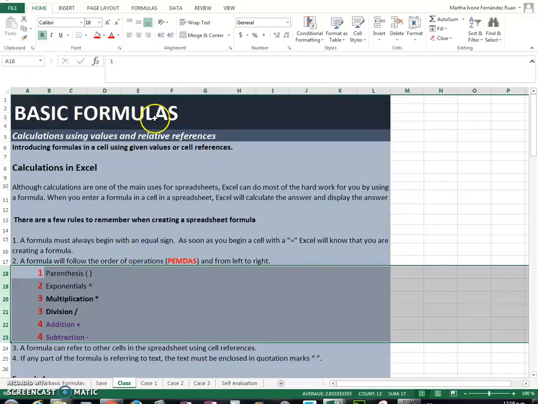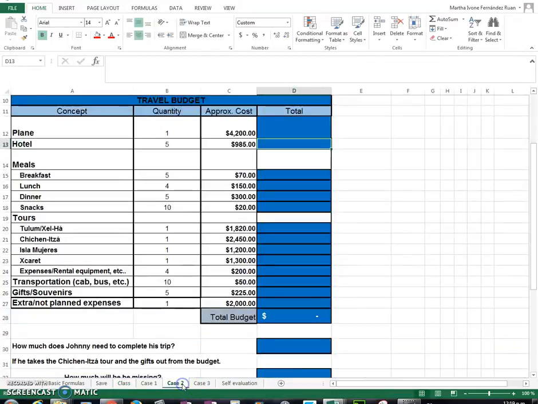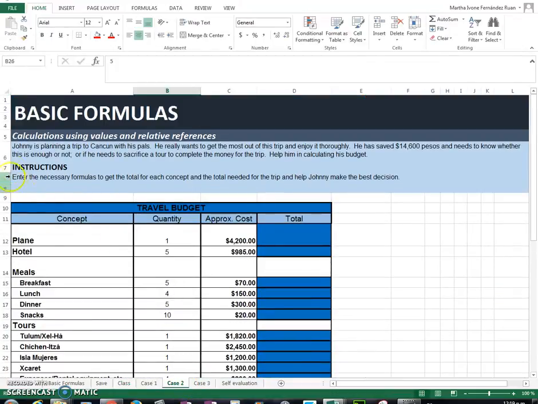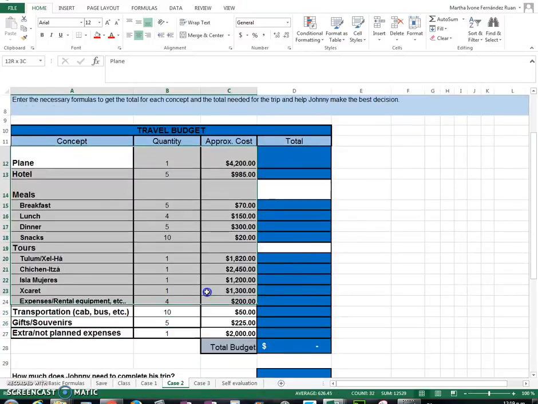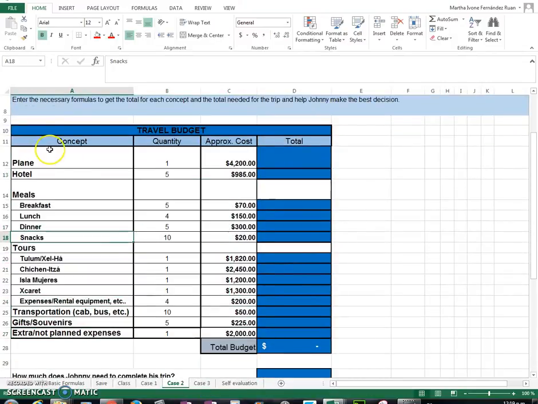Topic: Basic formulas. Excel uses PEMDAS to solve formulas, as you already have learned before. In this case, John is planning to make a trip to Cancun and he has 14,600 pesos. Here we have all the expenses he's going to have on his trip. So these are the concepts, the quantity for each one, and the estimated price for each one.